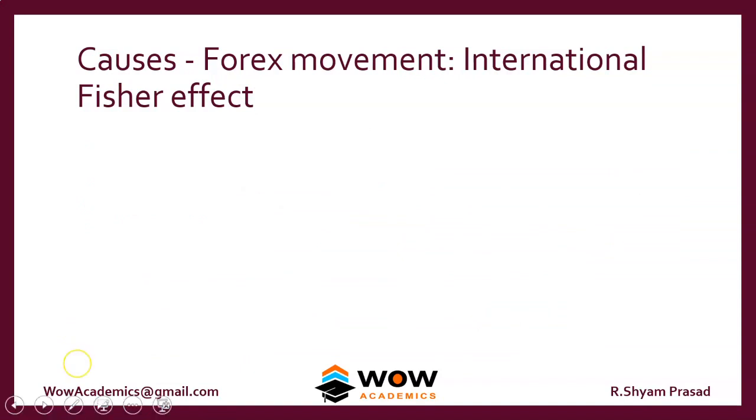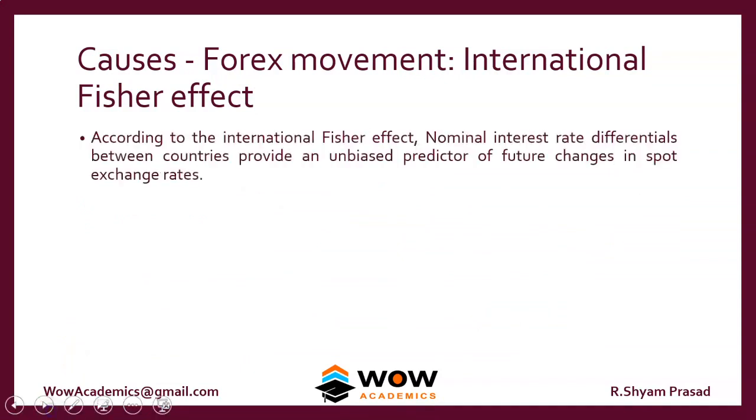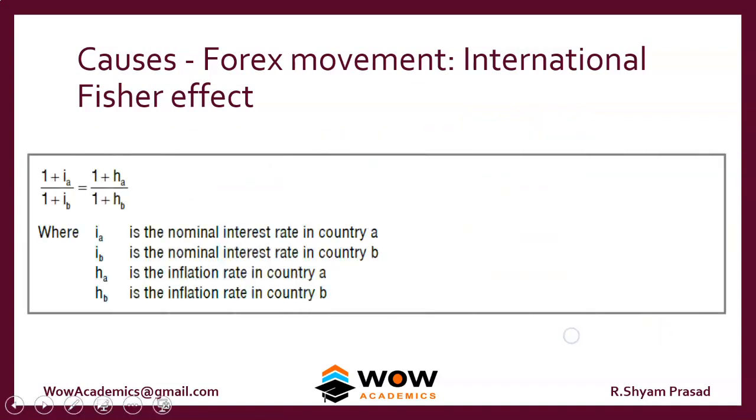So we'll look at the next theory. It's called the international Fisher effect. According to the international Fisher effect, nominal interest rate differentials between countries provide an unbiased predictor of future changes in the spot exchange rate. Okay, so he says that the reason for the spot exchange rate to move is purely because of the nominal interest rate difference in two countries. So this is the formula for the international Fisher effect.